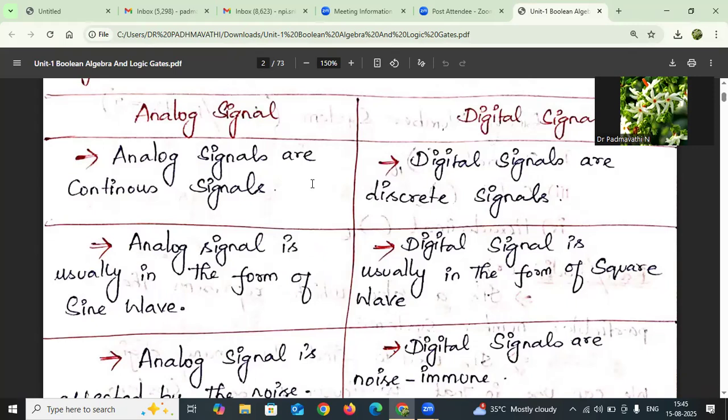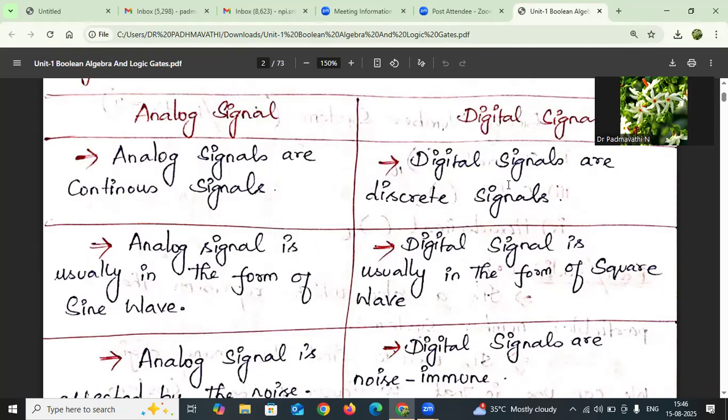And what do you mean by digital signal? Digital signals, or discrete signals, cannot change with respect to time. They have only two forms: zero and one. Zero means low and one means high. The representation is only in terms of low or high, or false or true. False is zero, true is one.